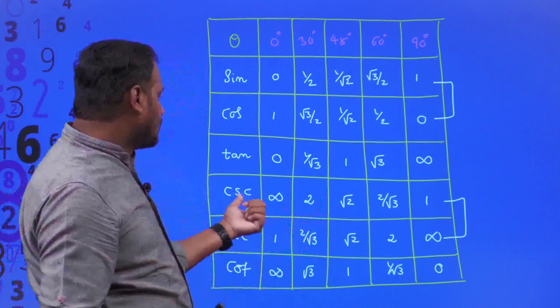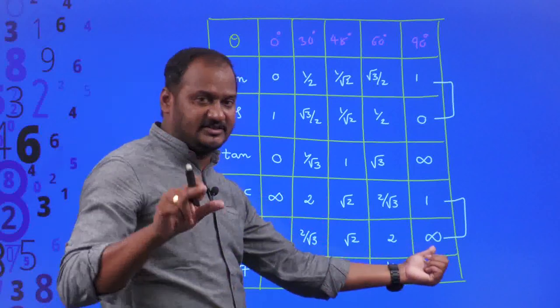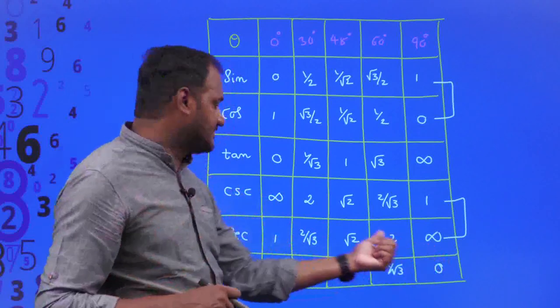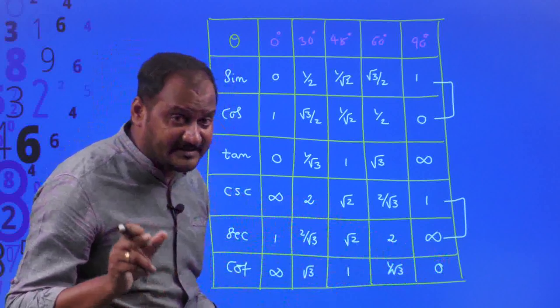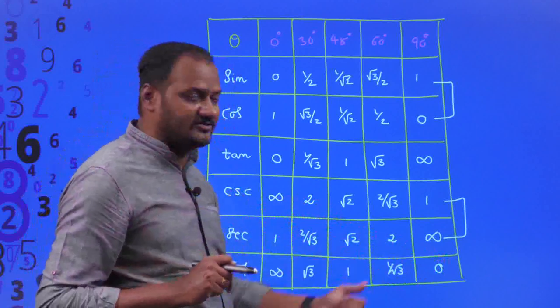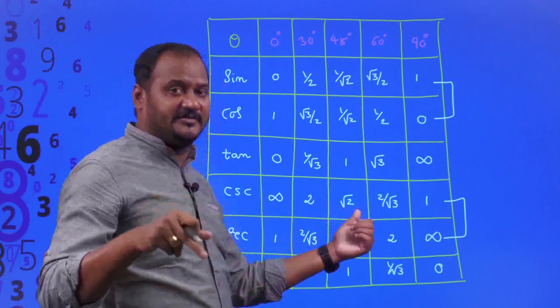Okay? So, cosecant 0 should exactly be equal to secant 90, because 0 and 90 degrees are complementary angles. Cosecant 30 is equal to 2. Cosecant 30 is equal to secant 60. See, secant 60 is equal to 2. And cosecant 45 is equal to root 2. 45 is complementary to 45.